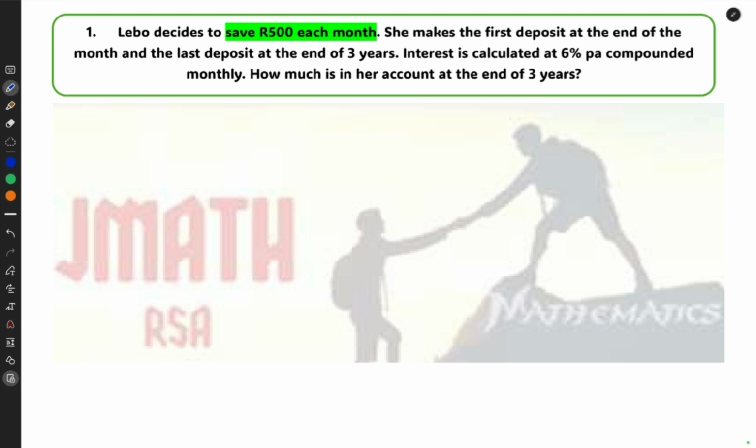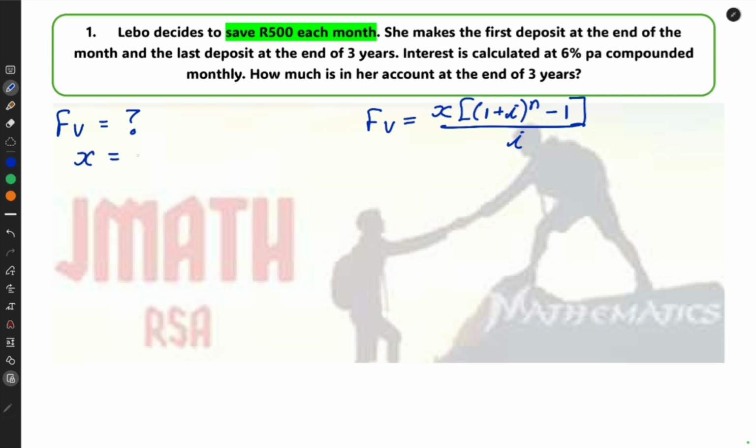Okay, first thing I'm going to do is write down the formula. Remember, you can immediately sub into the formula. You don't get a mark for just writing down the base formula because it's on your formula sheet. So I'm just going to jot it down so I can show you where we're going to sub in. But I really want to urge you to make your little list. Okay, future value is what I want to work out. X, they tell me, is 500 Rand. I is going to be 6% compounded monthly, so 0.06 over 12. And N is going to be 3 years, but I need to multiply by 12. So that gives me 36. Now I can just fill it in.